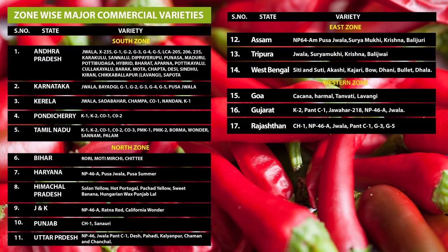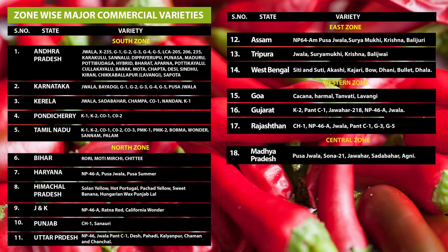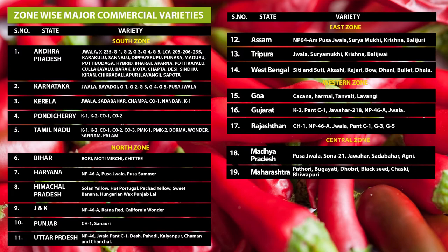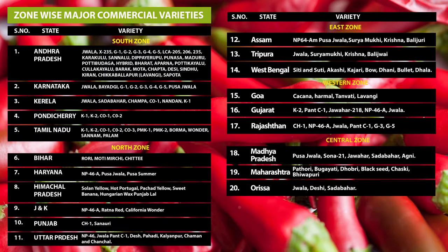4th, Central Zone. 18. Madhya Pradesh: Pusa Jwala, Sona 21, Jawahar, Sadabahar, Agni. 19. Maharashtra: Pathori, Bugayati, Dhobri, Black Seed, Chaski, Bhivapuri. 20. Orissa: Jwala, Deshi, Sadabahar.